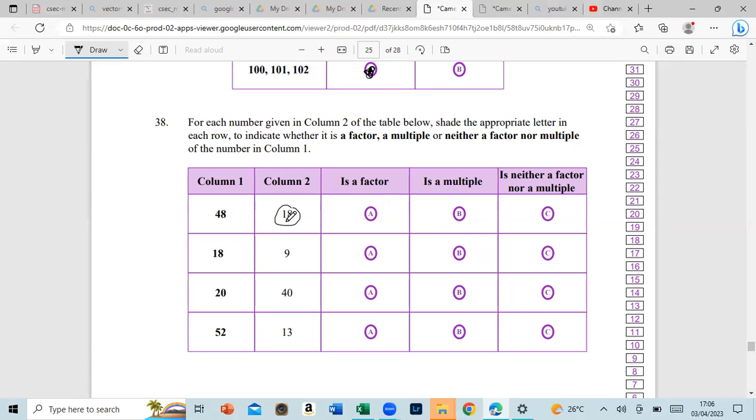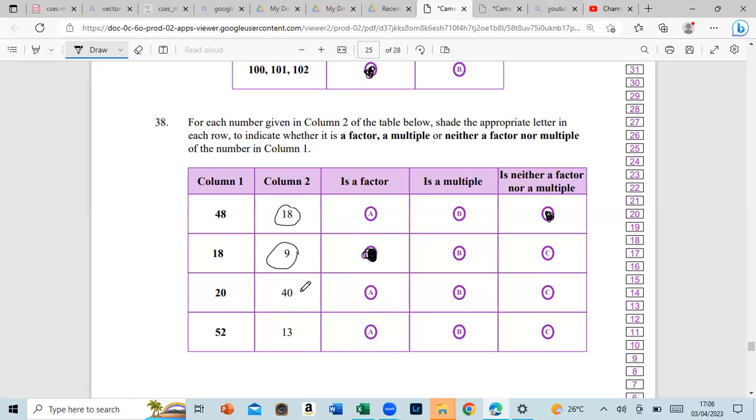18 is not a multiple of 48, so I'm going to go with C for this one. All right, remember column 1, column 2, you read from first. Say the number in column 2 of the table shows the appropriate letter in each row. Indicate whether it's a factor or a multiple. So of the one in column A, you're going to say, is 9 a factor? Yes, it is. 9 is a factor of 18. And remember, you can only shade 1, so you don't even have to go any further.